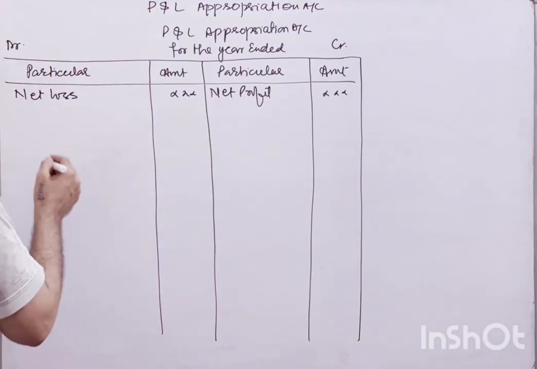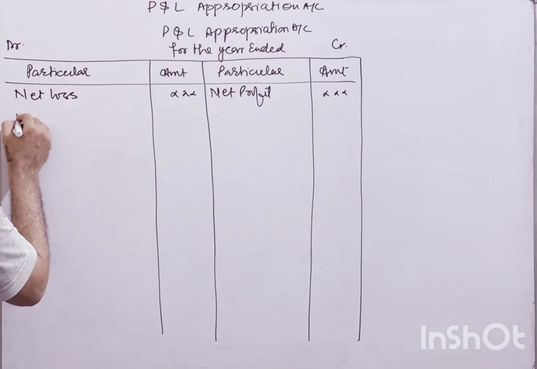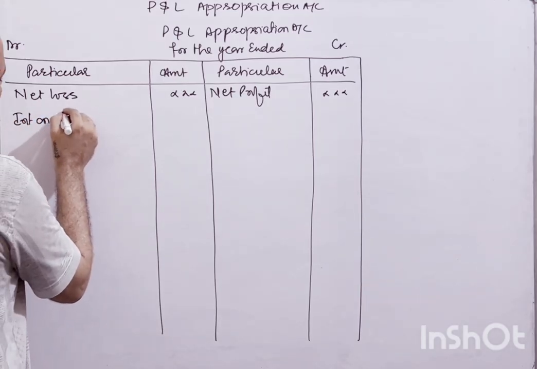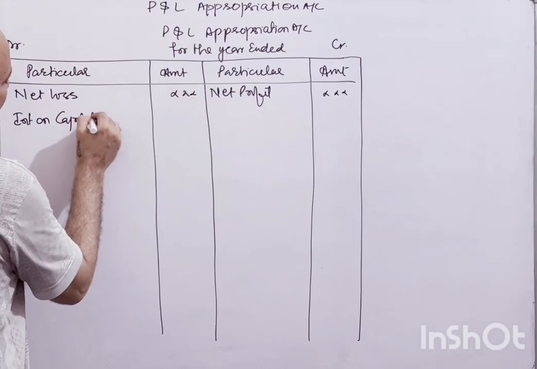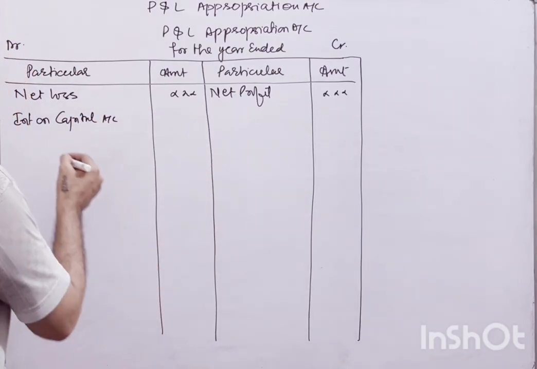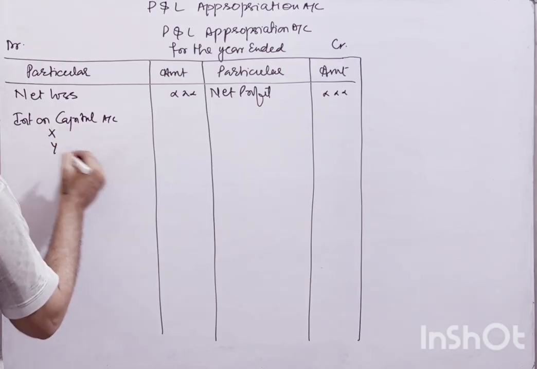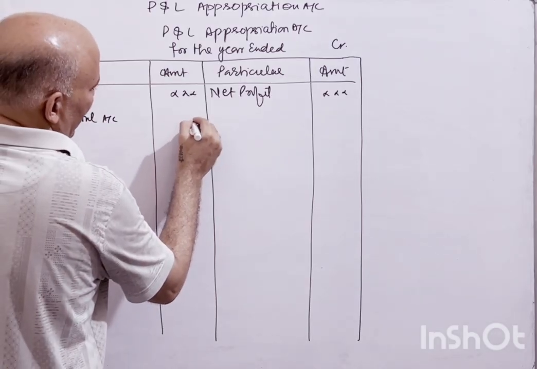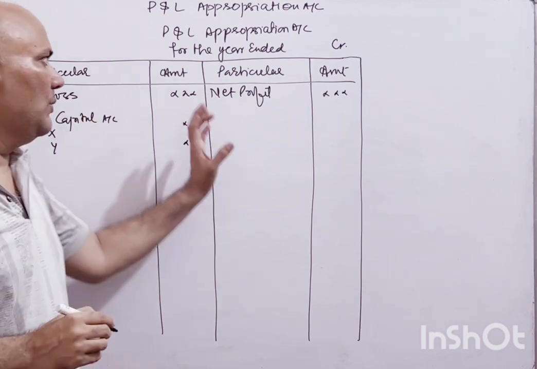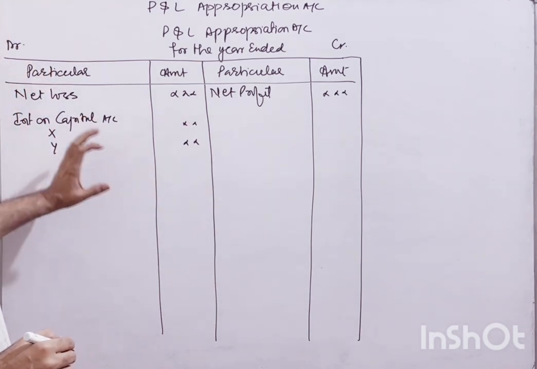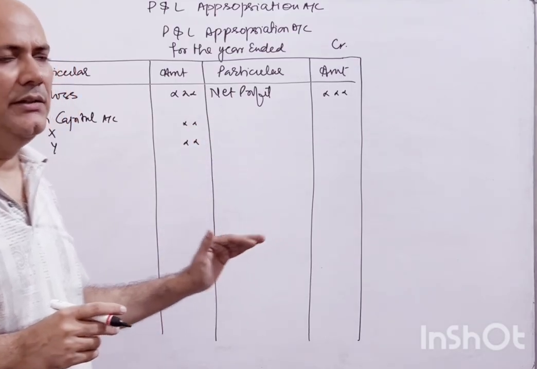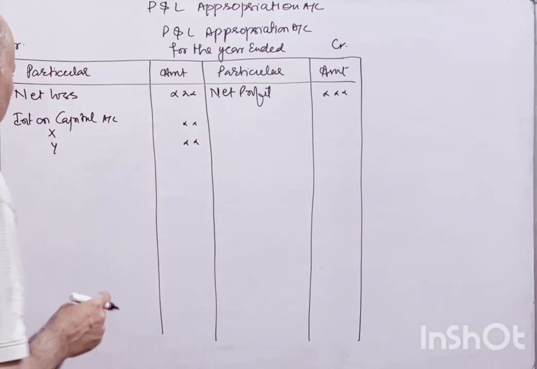If you have interest on capital, you have to give, so interest on capital accounts. Let's say we have two partners X and Y here, whatever the amount is there, you have to calculate and put over there. So what we are going to do is one by one, whatever the item is coming over here, how to calculate that, and we will put it there, right?